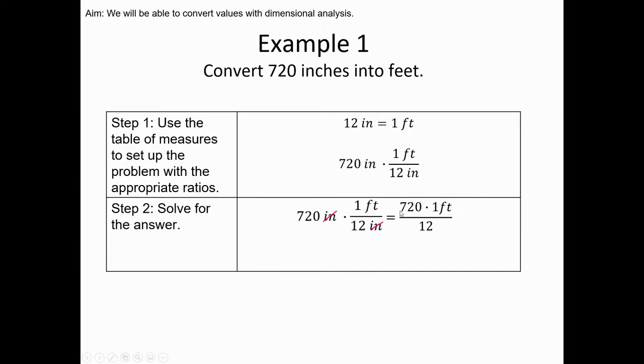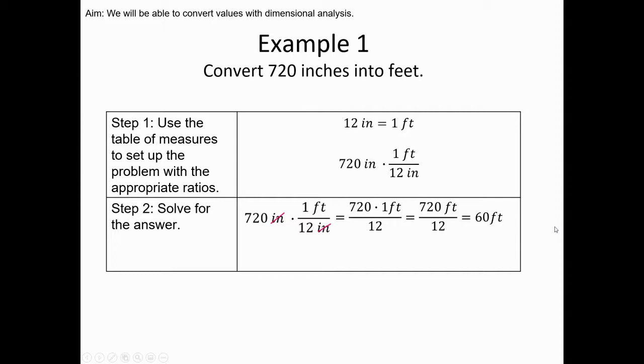So that's going to be 720 times 1 foot over 12. 720 times 1 is 720. And then we can simplify this more. Remember, a fraction is just the same thing as division. So if you take your calculator and do 720 divided by 12, you'll get 60. So the answer is 720 inches is equal to 60 feet.